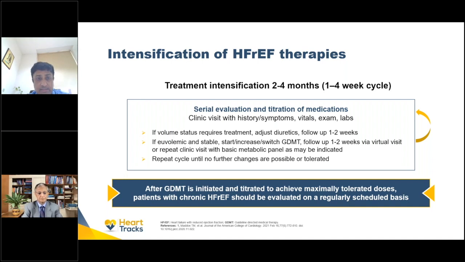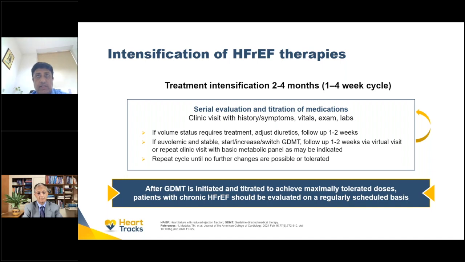always assess the side effects, look for the volume status of the patient. You can adjust the diuretics. If the patient is not dyspneic, you can decrease the dose of diuretics and you can increase the dose of disease modifying drugs. So in most of the prescriptions, what we see is that all heart failure patients, even if they are not in a fluid overload status, are being given diuretics.